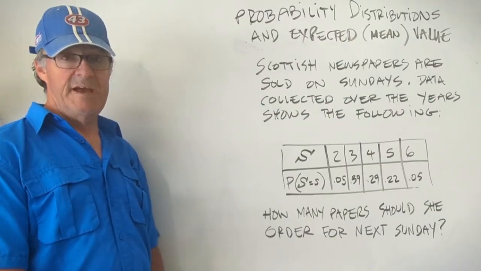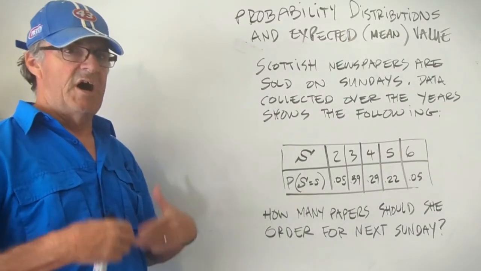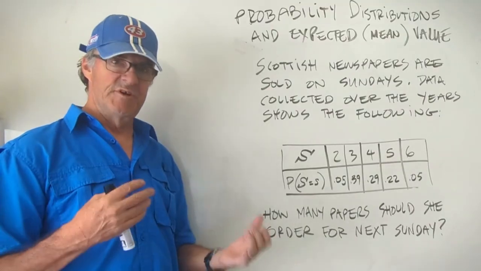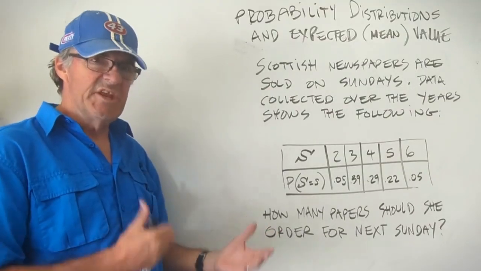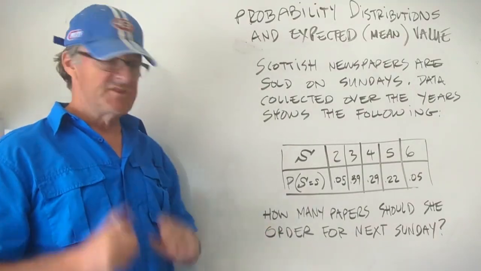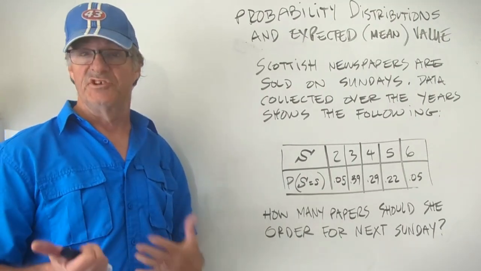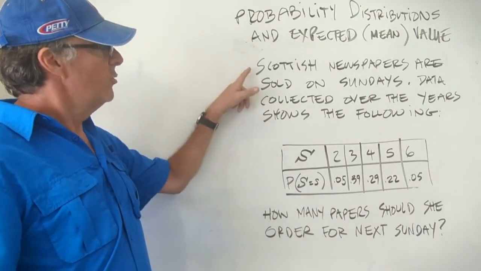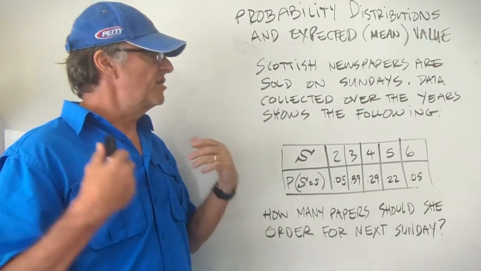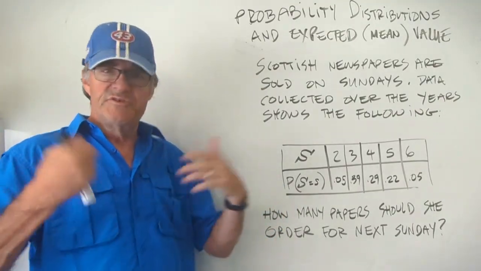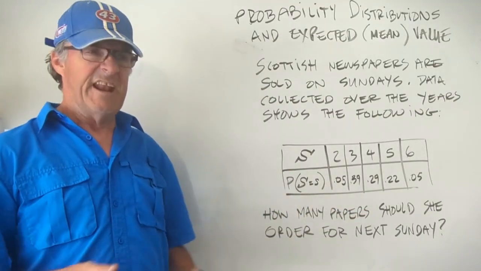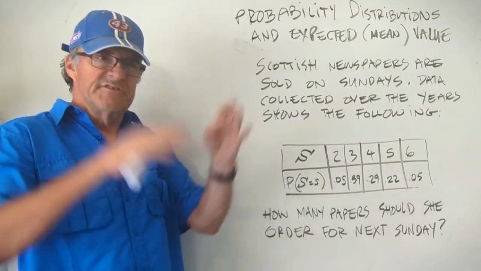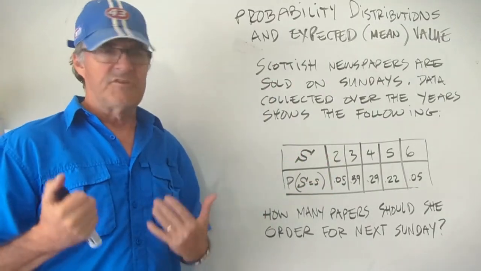Okay, let's do an example that relates to a hypothetical real life situation. So we're going to anchor our probability to basically a situation and help a person make a decision based on probability. So here's our situation. Boiled down, we have Scottish newspapers that are sold on Sundays. So I'm a news vendor and I sell all kinds of stuff, and I happen to carry Scottish newspapers because there's some people in my town that like those.